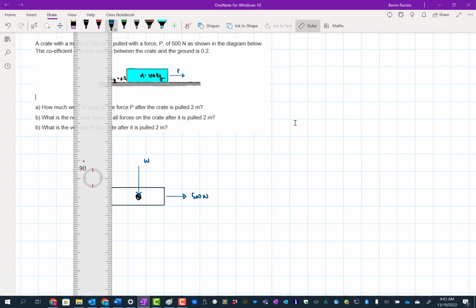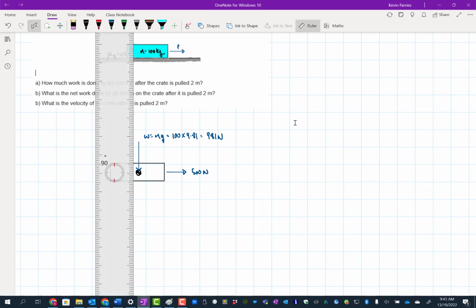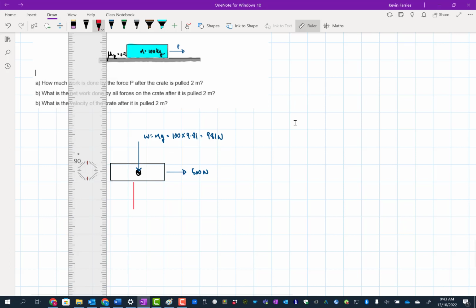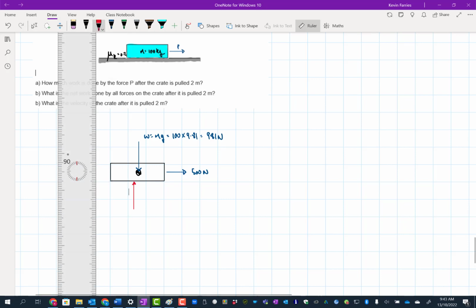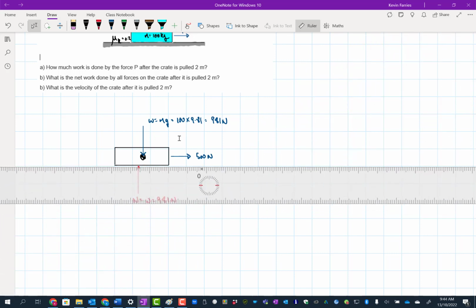So this force W equals mg. The mass was 100 kilograms, so it's 100 times 9.81, which is equal to 981 newtons downwards. We're going to have a reaction, a normal force. There's no other vertical forces acting on this object, so that normal force must be equal to the weight, which is equal to 981 newtons. Then we've got friction acting like so.